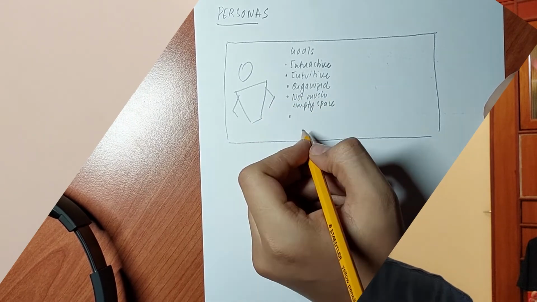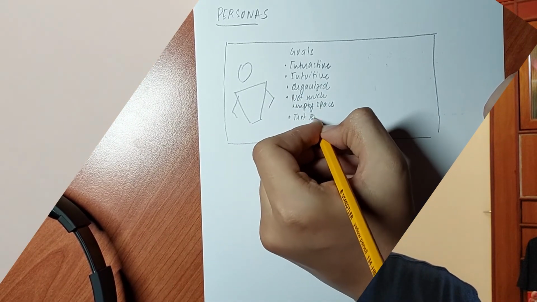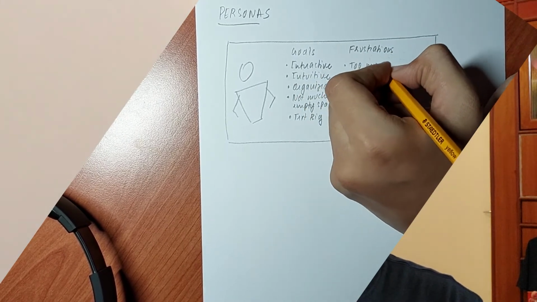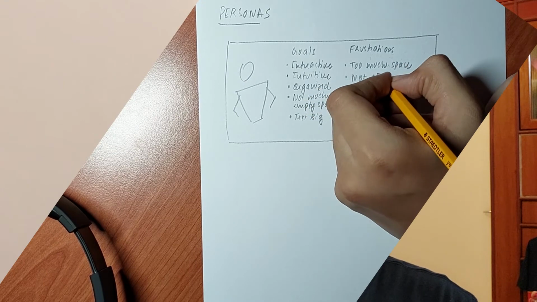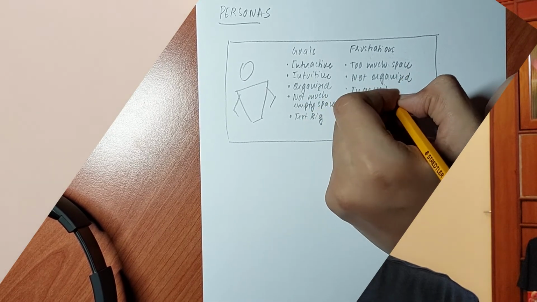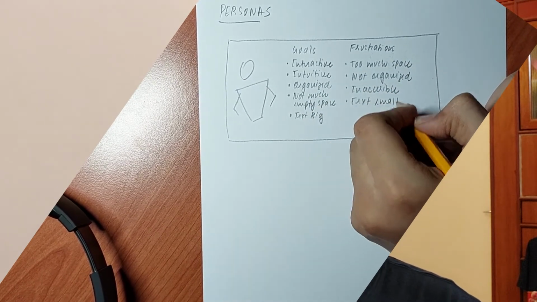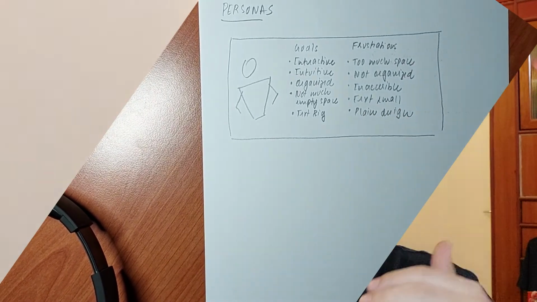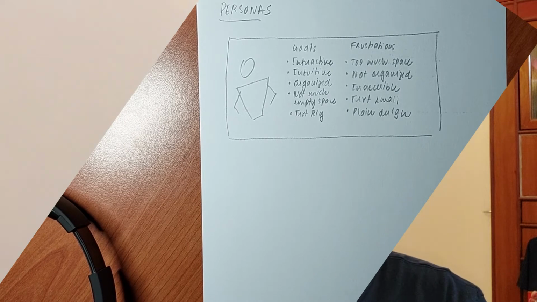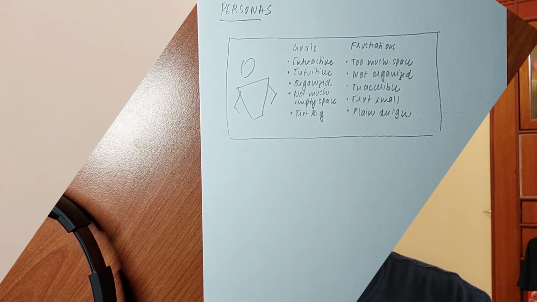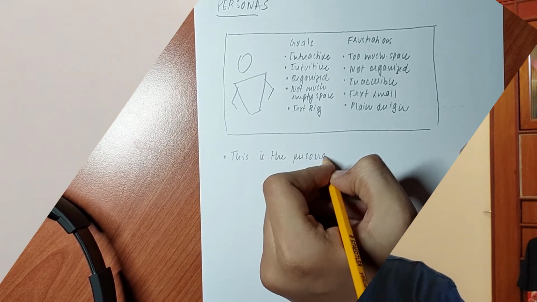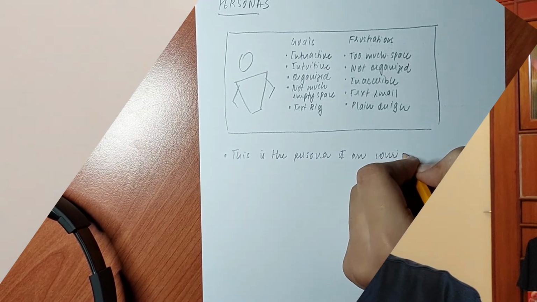Now let's move on to frustrations, the things which the user is frustrated about. Too much space, not organized, inaccessible, small text, and plain design. We can see that the frustrations and the goals are almost equal, and these are the things that we need to be working on. So this is the persona that I'll be taking into consideration in the design phase.